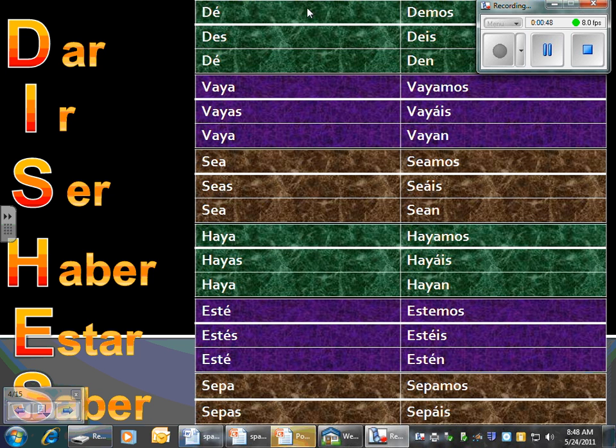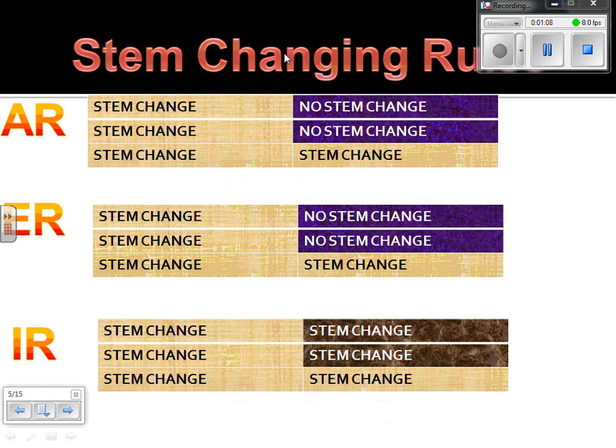For estar, there is an est plus é, és, é, emos, éis, én. And notice that there are accents on all forms except estemos. In all the other forms, the accent goes over the last e. Saber has the core SEP followed by as, amos, áis, on, and it follows the regular rules after the SEP is applied. Stem changing rules.